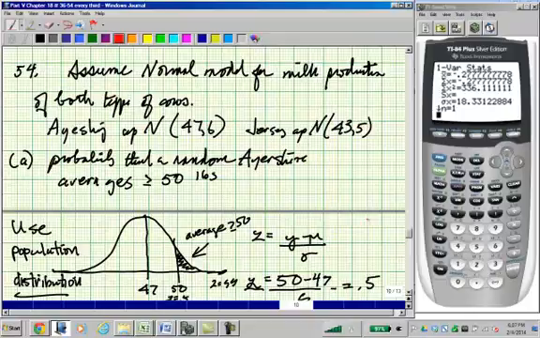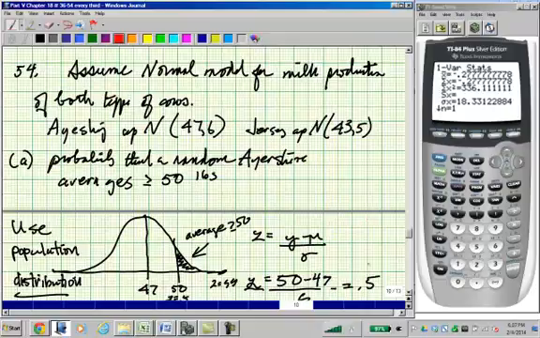Ayrshires are approximately normal with a mean of 47 pounds of milk and a 6-pound standard deviation. This is for the population of these cows. Jerseys are approximately normal with a mean of 43 pounds and a standard deviation of 5 pounds. What's the probability that a random Ayrshire averages greater than or equal to 50 pounds?